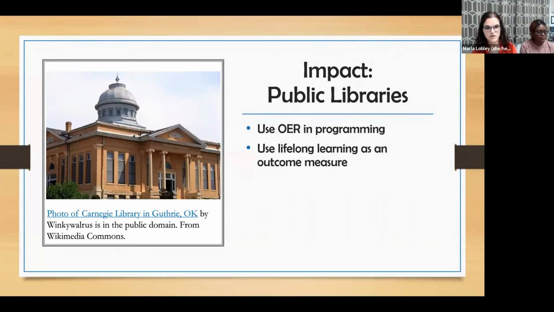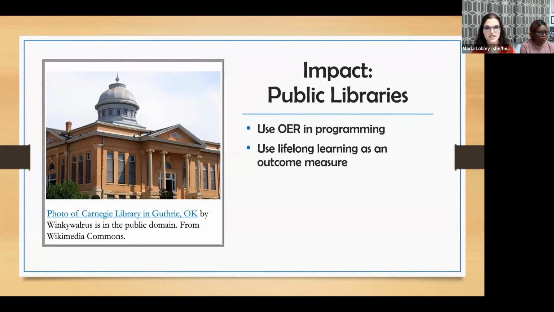Since we know some of you are public librarians, we wanted to point out the impact that this project can have for public libraries. So after learning about OER, you may want to use some OER in your programming. For example, you may be able to find a book written on a certain hobby or a skill that you want to teach, like coding and computers, or a language that you want to teach, and you can share this resource with your participants, and then they have access to it as long as they have access to the internet.